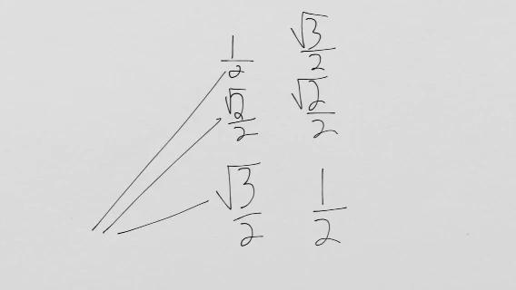Our smallest angle is 30 degrees, which is 180 divided by 6, so pi over 6. This is 45 degrees, which is pi over 4. And then we have 60 degrees, which is equal to pi over 3.